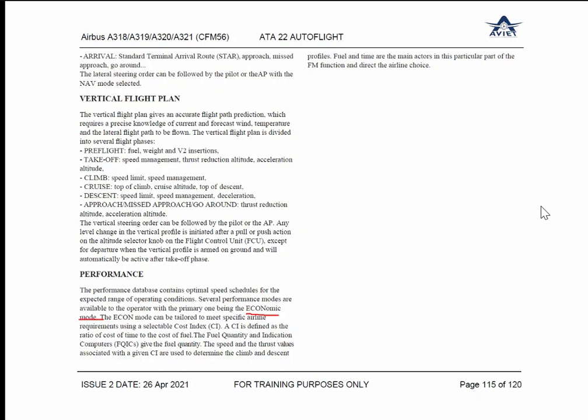So this is defined by a number which is called a cost index number, CI number. And the CI number is nothing but a selectable cost index number. It is defined as the ratio of the cost of the time to the cost of fuel. That is the cost index number. So what the airline wants, accordingly, they set the cost index number. Fuel and time are the main actors in this particular part of the FM operation. They are the main key factors.